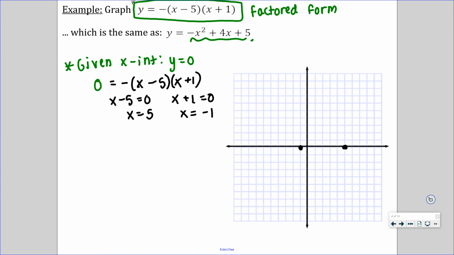Okay, now here's that relationship I've been telling you with the x-intercepts: your vertex is always halfway between these. Now before I go any further, would it make sense to get a vertex that's above these points or below? What do we think?